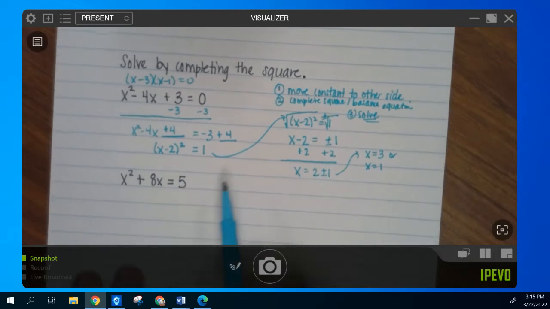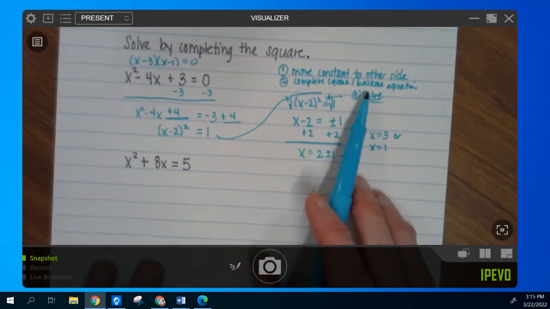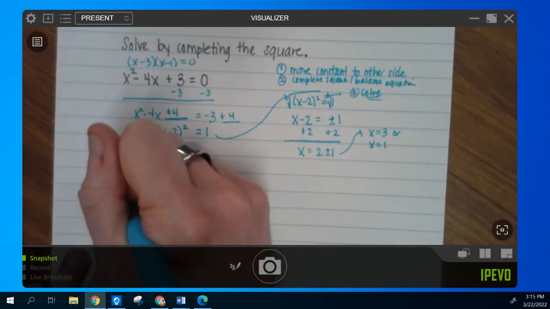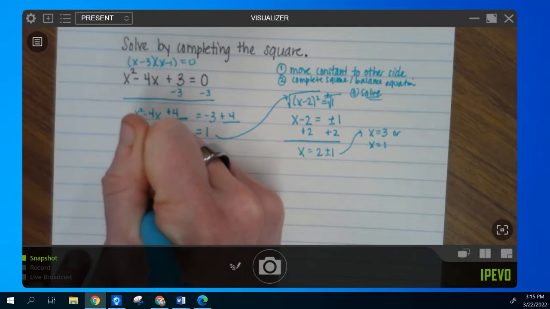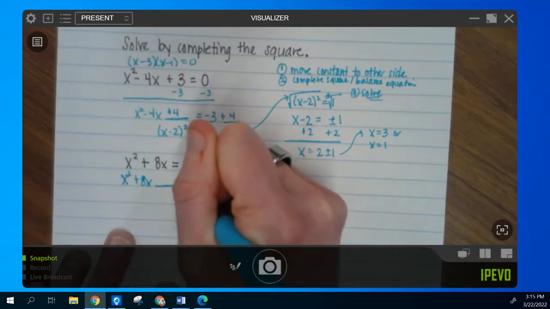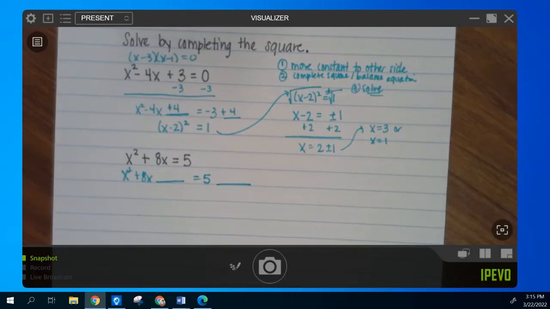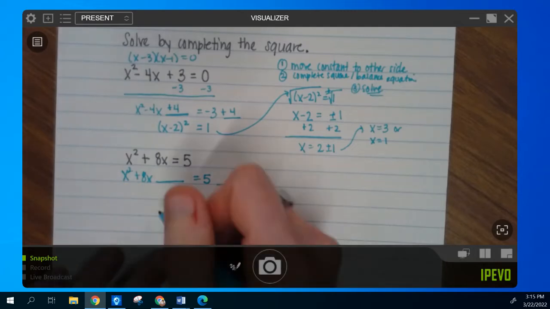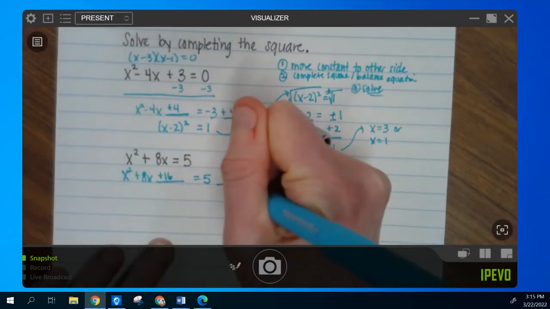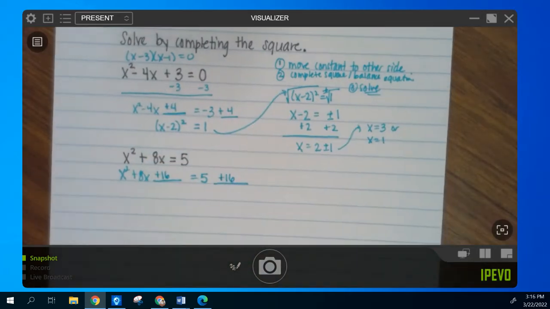So what I am going to do is complete the square and balance the equation. So I'm going to go x squared plus 8x, leave some space, equals 5. And then I'm going to complete my square. So again, find that middle term there, that 8x, take half of that coefficient, so half of 8 is 4, square it, that would give me positive 16. If I add 16 to one side, I'm going to add 16 to the other.